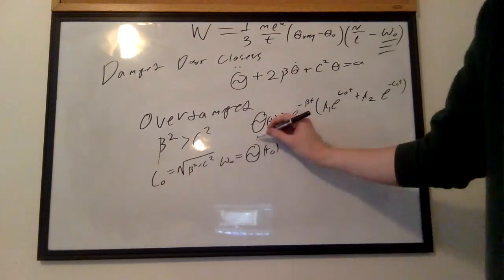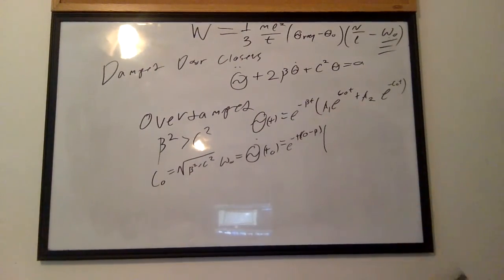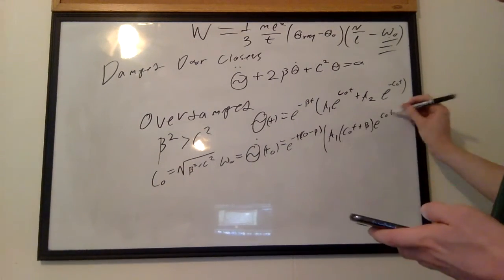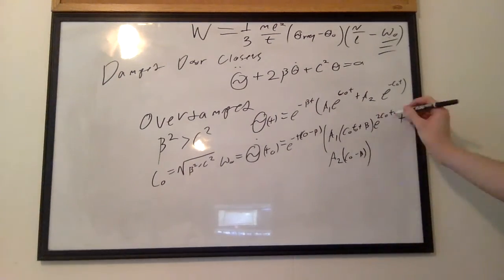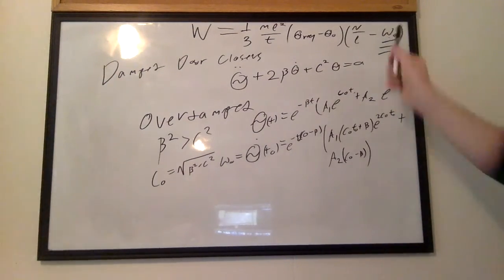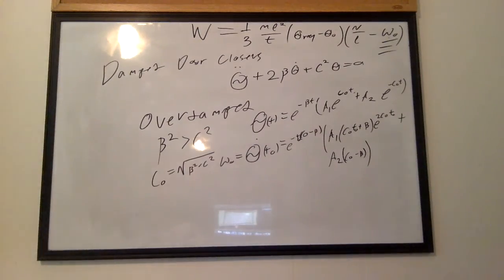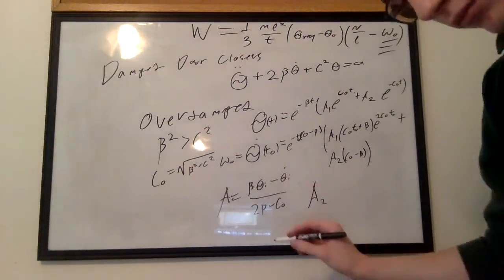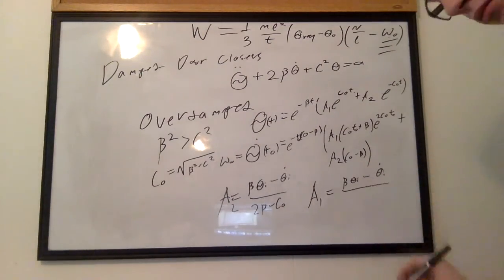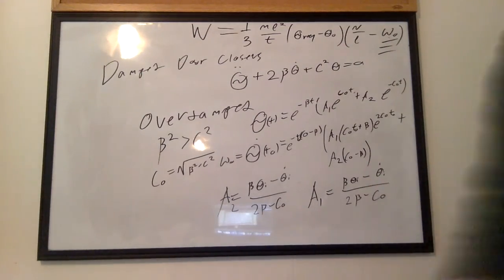But when we solve for omega naught, the derivative here is going to be a little more complex than the derivative for the critically damped case. But essentially it looks something like this. And notice here a1 and a2 are different than the a and b from the critically damped case. And you can solve for those as well here, in case you have those initial conditions and you want to test it.